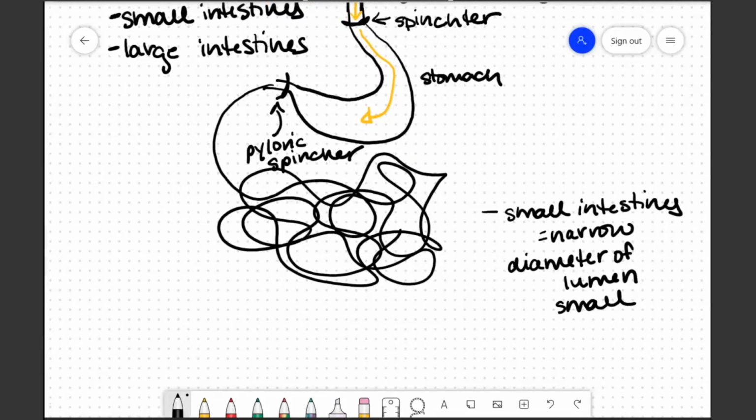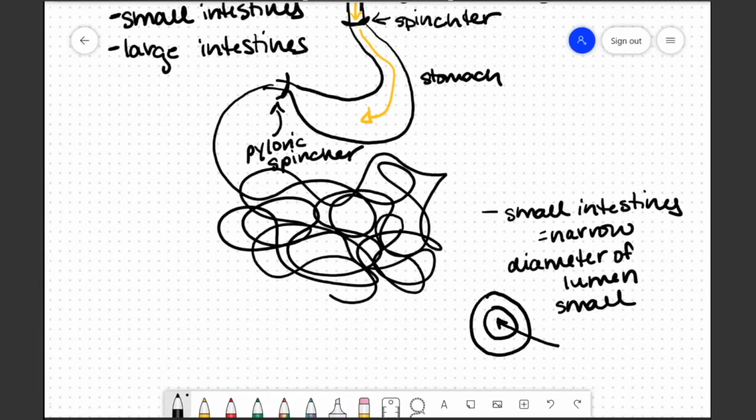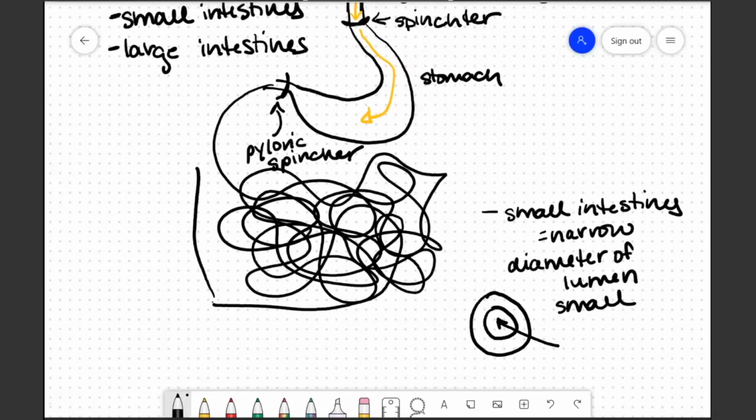So here is my diameter of my lumen. It's going to be narrow, but there's a lot of it. So your small intestines are actually a very, very coiled tube, meters upon meters of coils, but the diameter itself is going to be small. Okay, so then after that, where I ended, our small intestine will be in our abdomen, and right around your right hip is where you will have the connection from your small intestines to your large intestines.